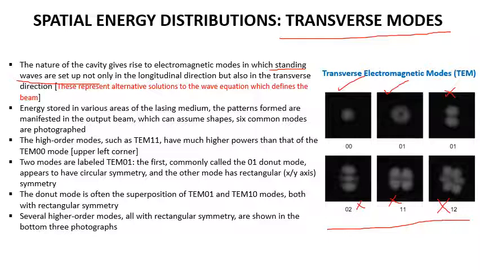Now if you see the second point, I'll give you a little detail about these modes. The energy is stored in various areas of the lasing medium. This is your lasing medium, and in different areas the energy distribution can be a little bit different, not equally distributed. Because of this, we are seeing the pattern formed, which is manifested in the output beam.